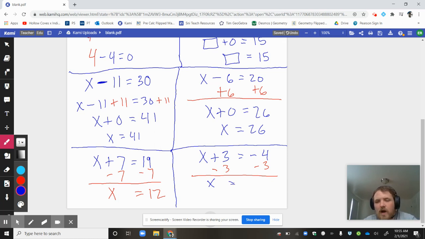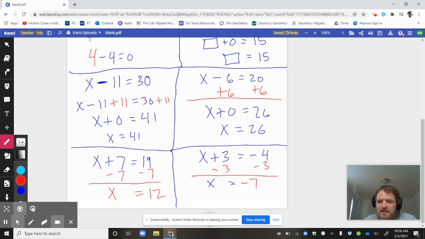Now, this is probably why a teacher would write it horizontally, because -4 minus 3 is a little bit different. We have to do that process that we learned a while ago, where we keep the first number, change this to addition, and then change the sign of the second number. -4 minus 3 is actually -7.